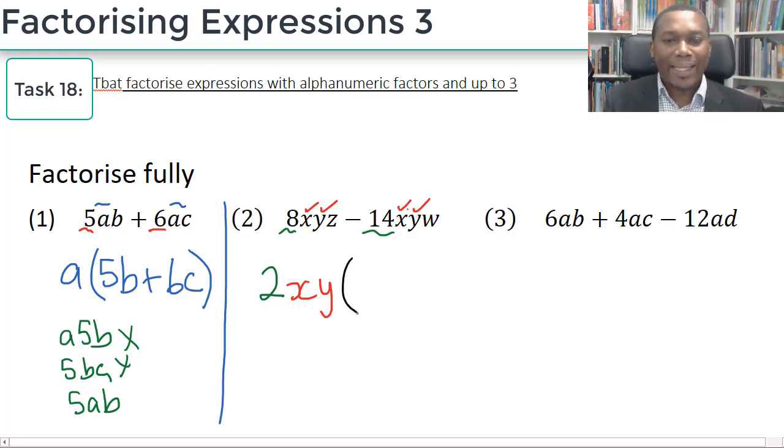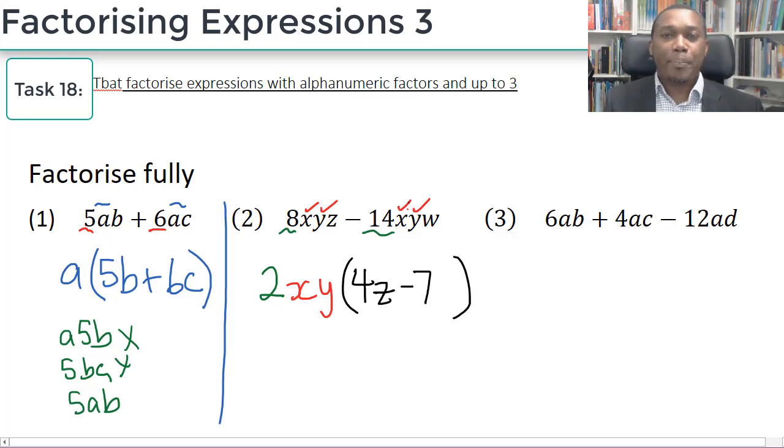Now I go to the brackets. For the numbers, what do I multiply 2 by to get 8? I have to multiply 2 by 4. And then for the letters, I just compare. What letter is missing needs to go in the bracket. I have the X, I have the Y. What's missing is the Z, so Z goes on the inside of the bracket. Then minus 14. What do I multiply 2 by to get minus 14? 7 twos are 14, so I want minus 7.